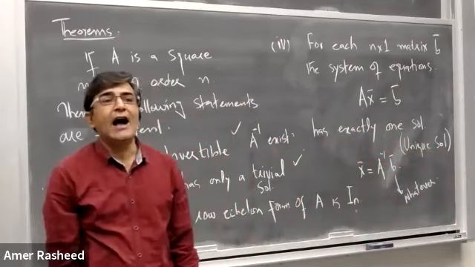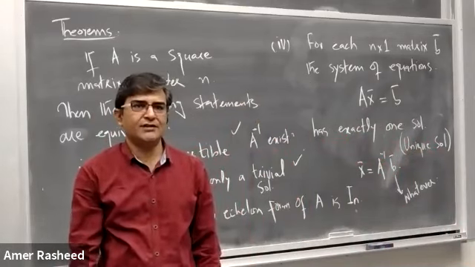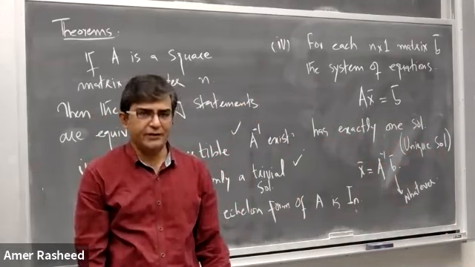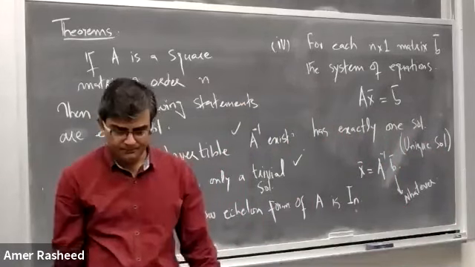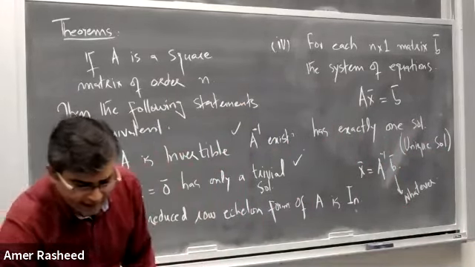You cannot have infinitely many solutions if the coefficient matrix of a linear system is invertible. You will definitely get the unique solution.